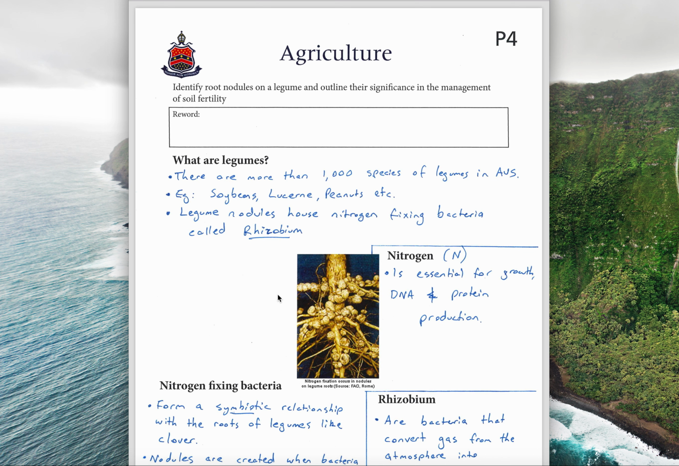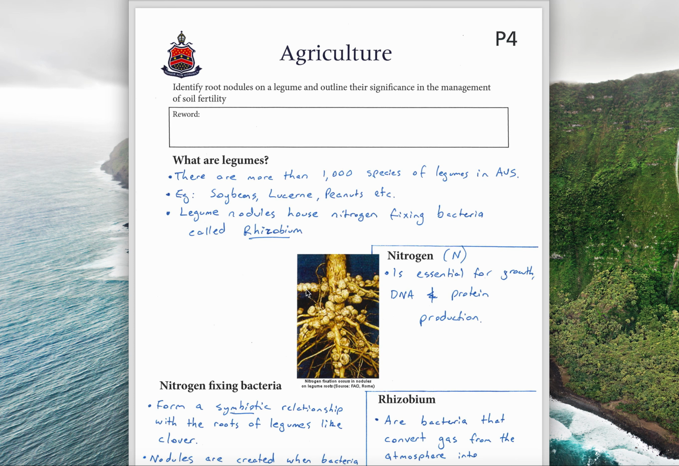Past paper questions have often labeled or given you an image, and you need to label nodules and show where they are, and then talk about how having nodules on a legume and having bacteria in them fixing nitrogen helps in managing nutrients in the soil or soil fertility. So first of all, we need to know what legumes are, and then we'll have a look at what nitrogen does, what nitrogen fixing bacteria are, and then what Rhizobium is.